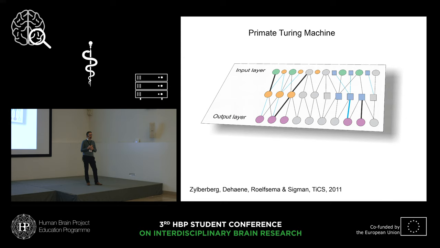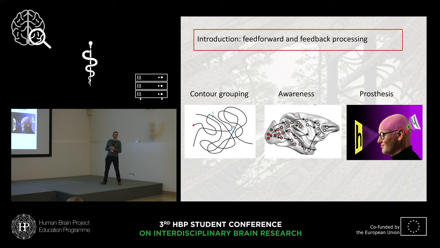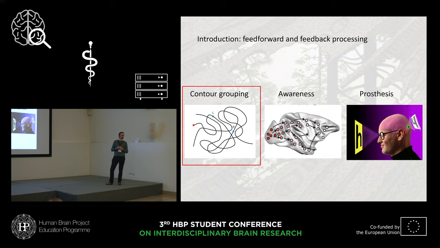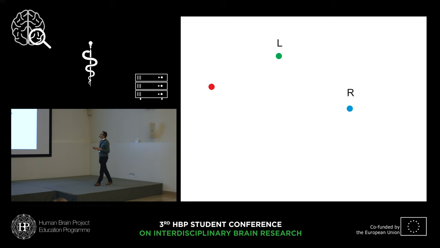Okay, so now let's set our Turing machines to work. I'm going to talk about this task that requires you to group together contour elements into larger percepts. And this is how it works. I'll start by presenting you two curves. Now one of these curves is going to make a connection between the red dot and either the green dot or the blue dot. If you think that the red dot is connected to the green dot, you might want to raise your left hand. If you think it's connected to the blue dot, you might want to raise your right hand. Okay? Maybe you want to be just a little bit faster than your neighbor. Okay, are you ready for this?